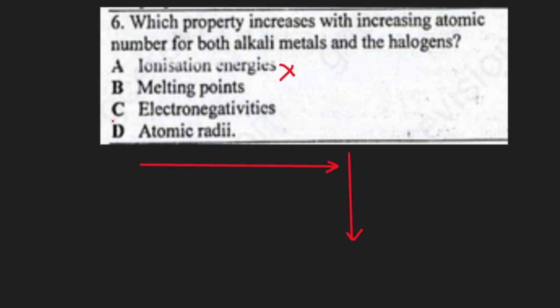Our correct option here is atomic radii. Atomic radii for each of the elements increases as we move down the group, because new shells keep adding as we move down the group, thereby increasing the atomic size. So D is our best option.